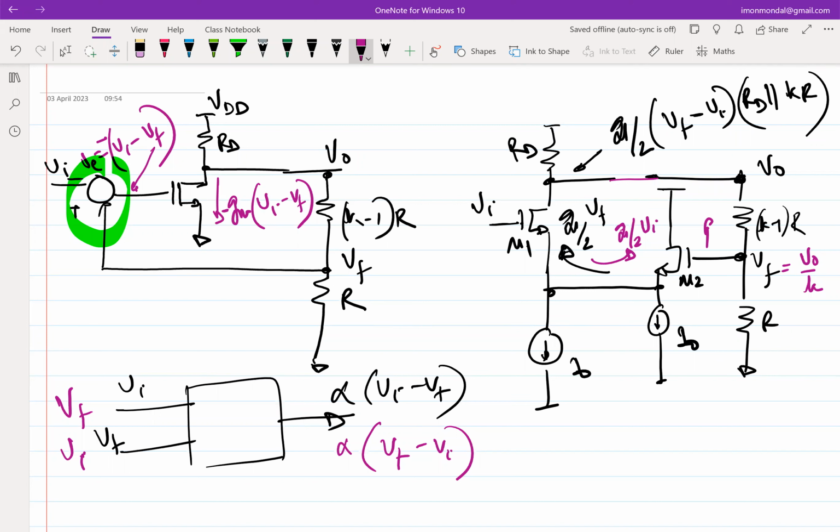Pardon? Okay, so that divide by two happens because of the loading effect, right? So let me come back to that after a couple of minutes. If I forget, remind me again.